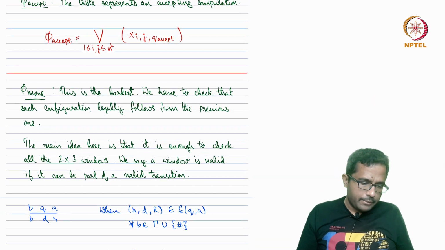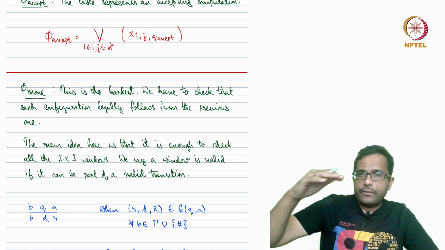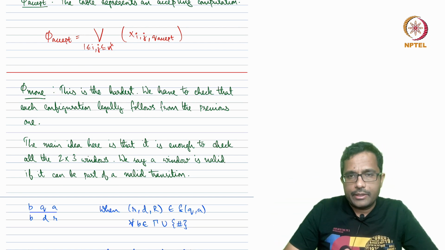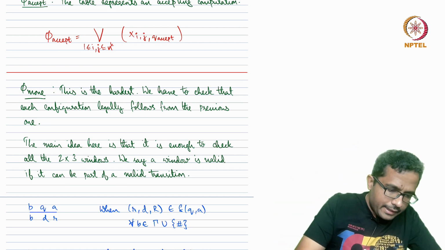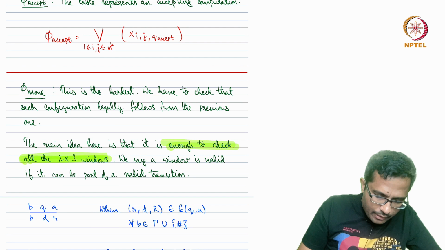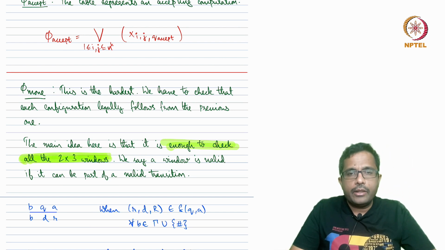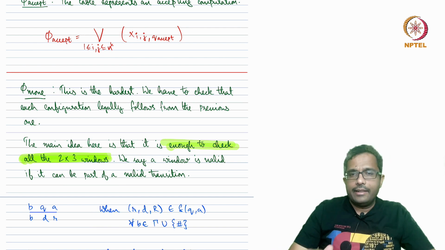Right. So Phi-Move is the formula. We want to check each configuration whether it's a valid successor of the previous one, and the idea is that it is enough to check all the 2 by 3 windows, right? So what is a valid window? A window is a valid window if it is a part of a valid transition.